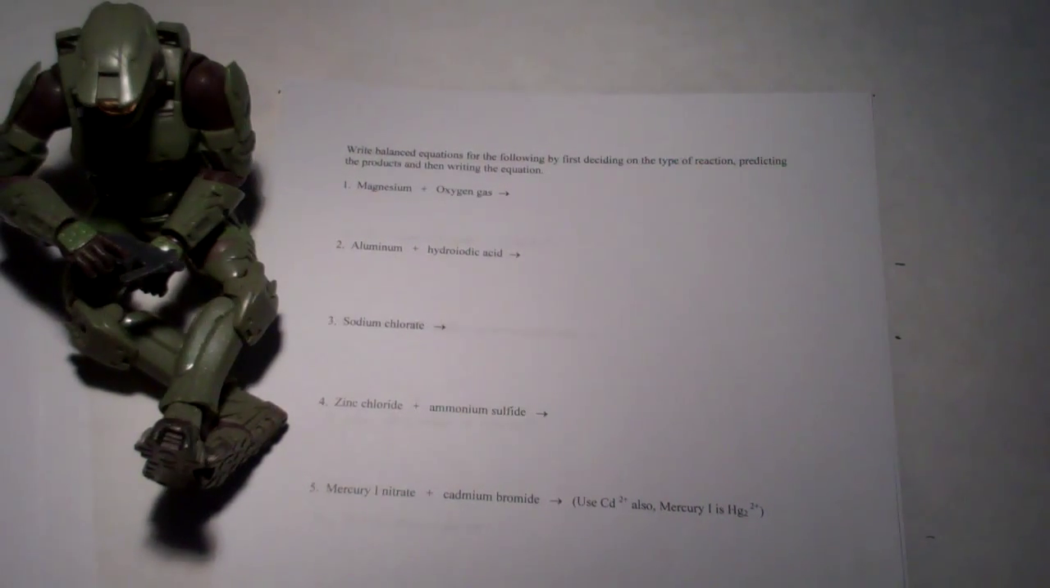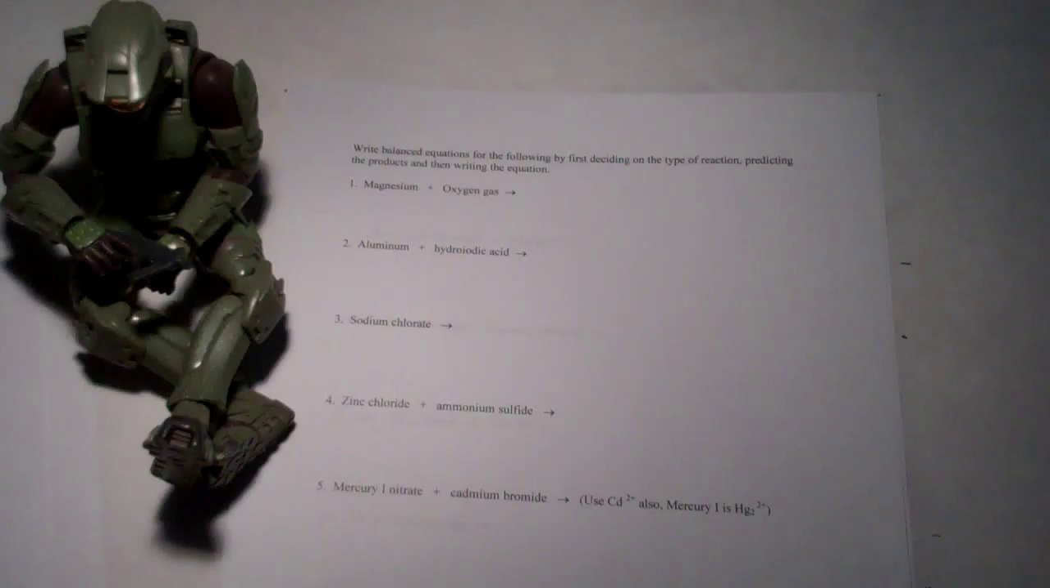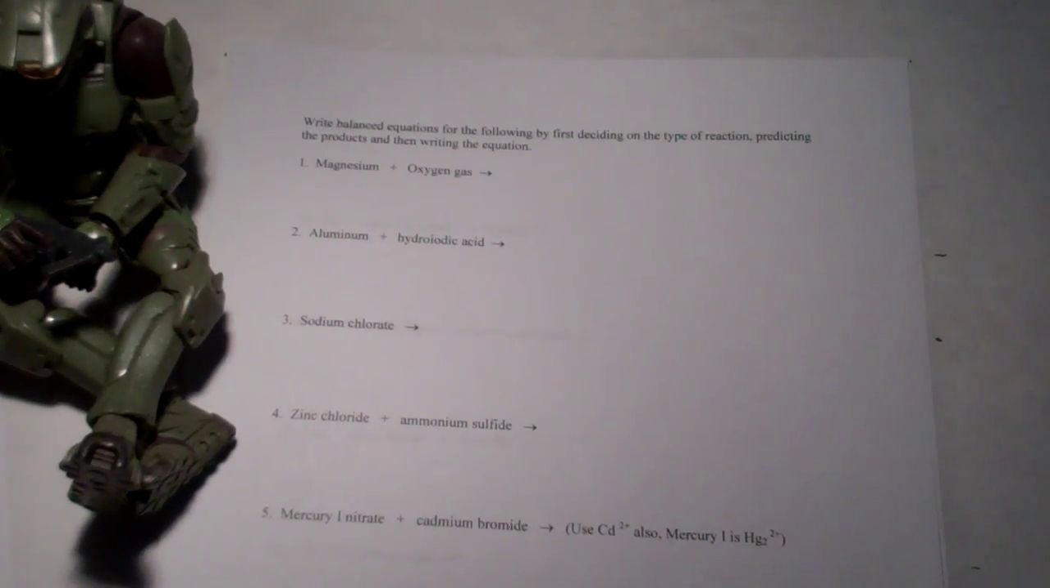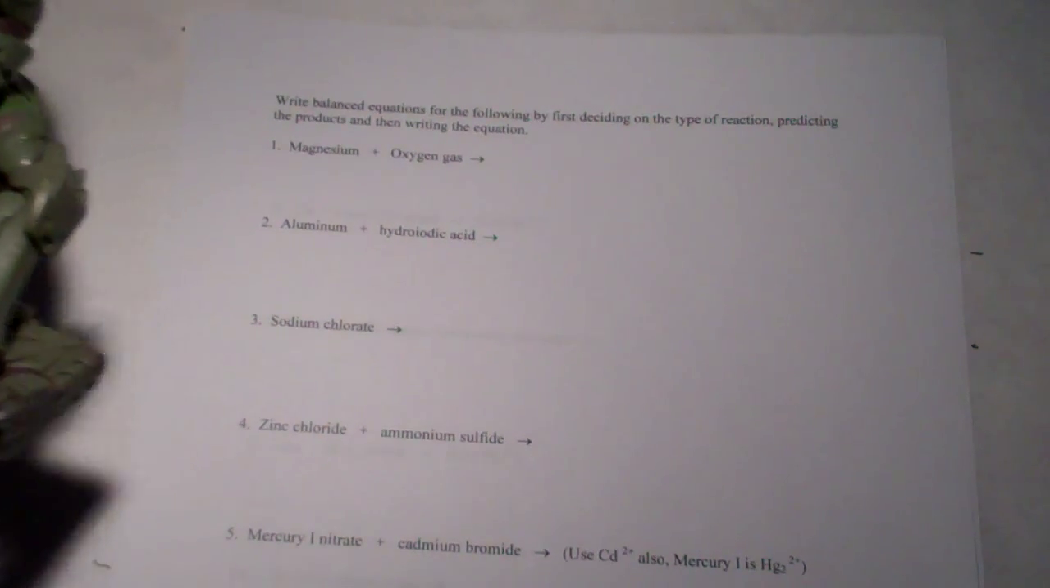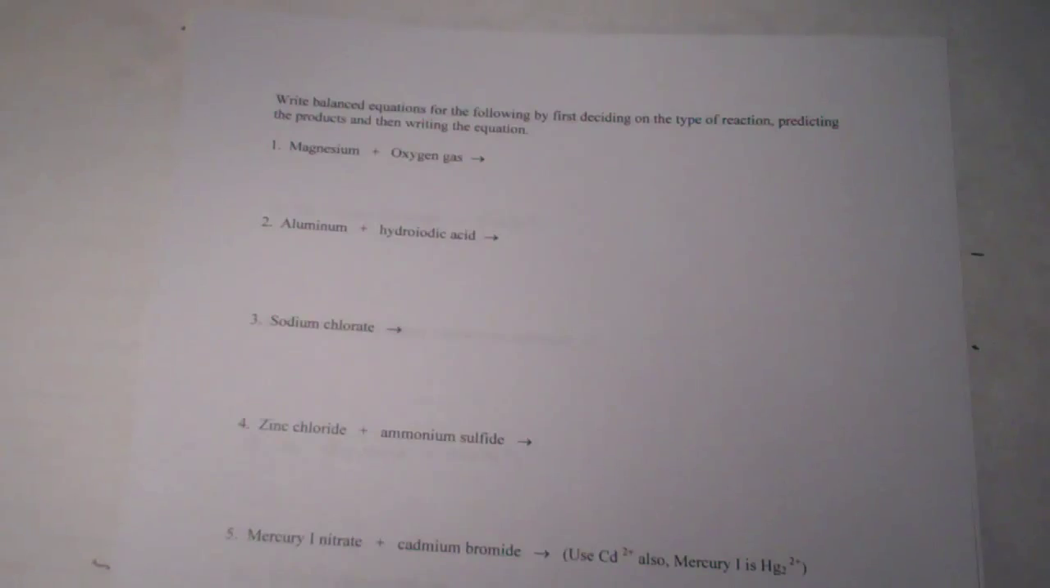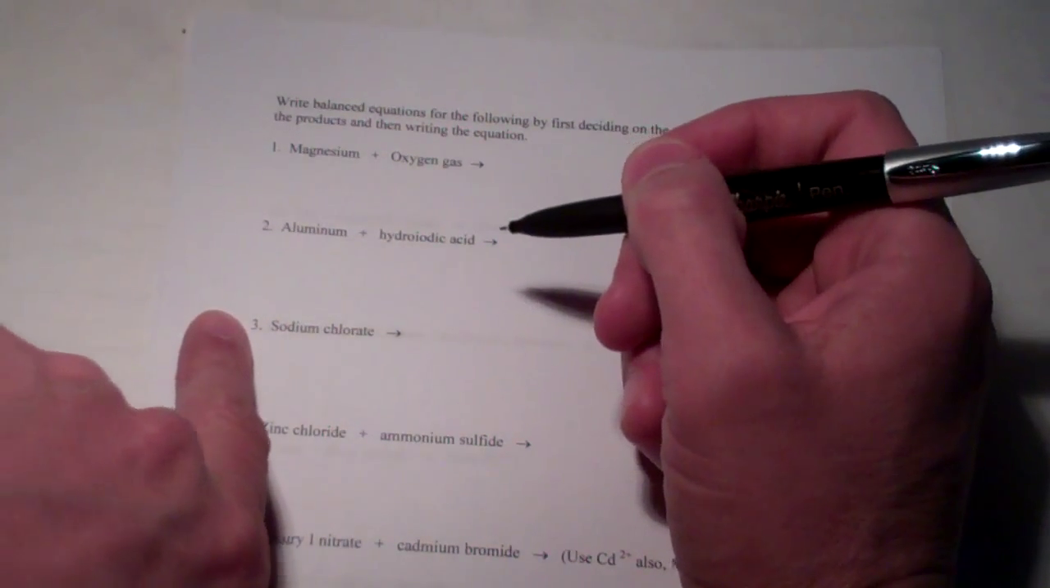Okay, we're going to start today by going over the second half of assignment 26. So let's take a look and see what we have here. It says, write balanced equations for the following by first deciding the type of reaction, predicting the products, and then writing the equation. So number one, we have magnesium and oxygen gas.